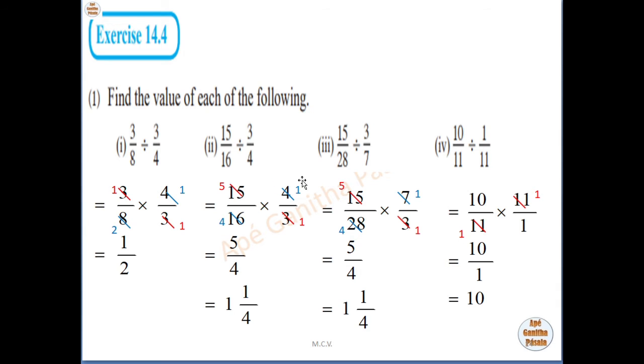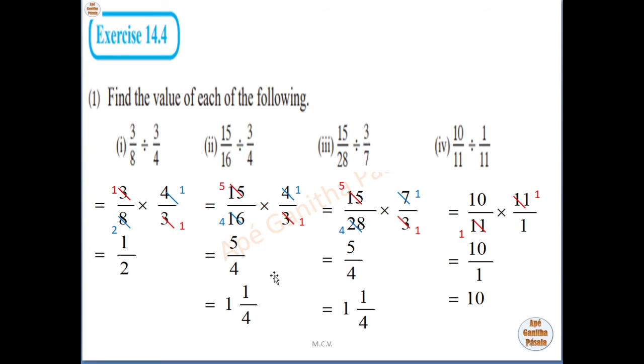So 5 multiplied by 1 is 5. 4 multiplied by 1 is 4. 5 over 4. This answer is an improper fraction. You can't keep the answer that way. Convert that into a mixed number. You can take 1 from 5, then 1 and 1 over 4.